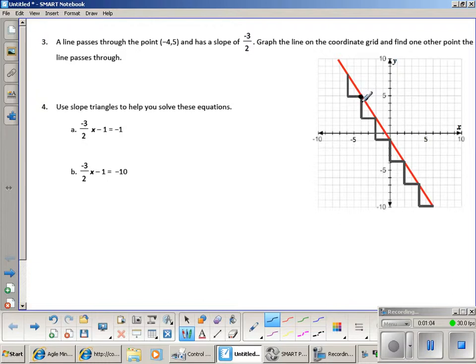Let's see. So -3/2, this means my -3, I remember, is my change in y, and the 2 is my change in x. So that would mean I would go down 3 on the y-axis and right 2, and I should be at another point on the line, and indeed I am. I can continue to do so. Down 3, right 2. Oh, there's another point. So I can give another point on the line, because it asks for another point on the line.